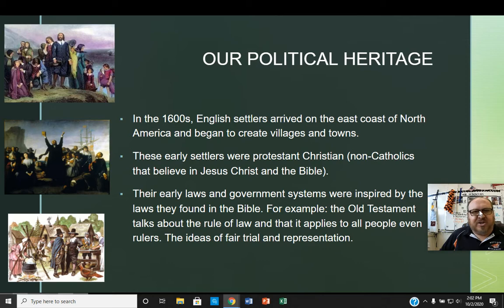The Bible talks a lot, especially in the Old Testament, about the rule of law and that even kings need to follow the rule of law. It talked about people being created in the image of God and therefore being equal. Fair treatment and fair trials and representation is all talked about in the Old and New Testament of the Bible. So we have that kind of Christian base for the early laws and government that started out.